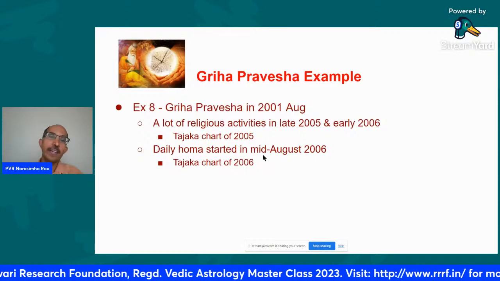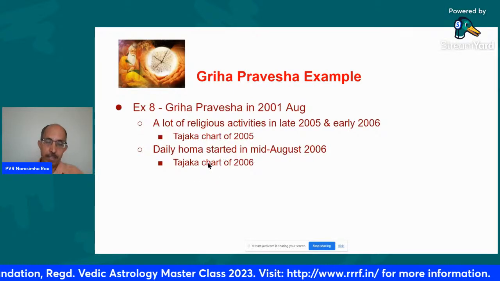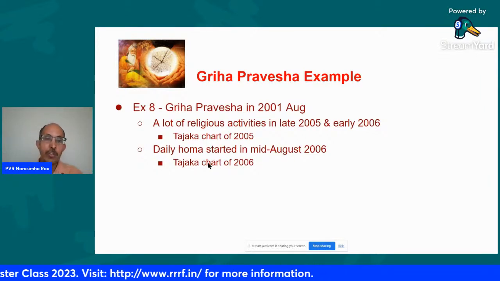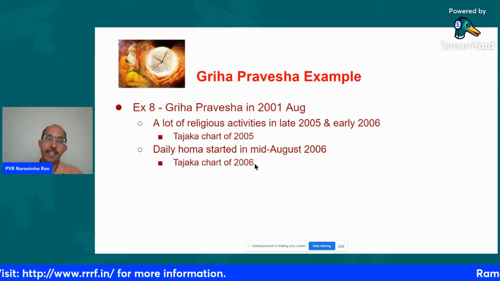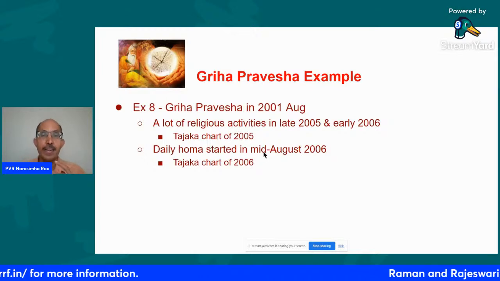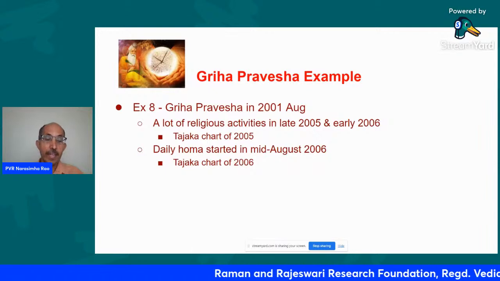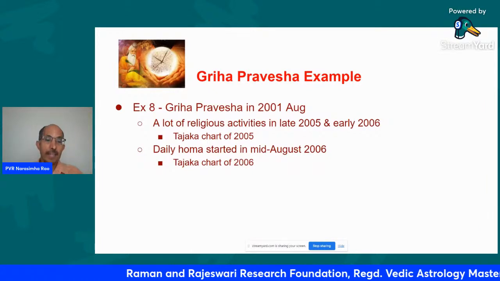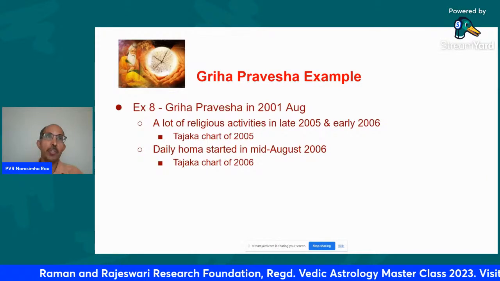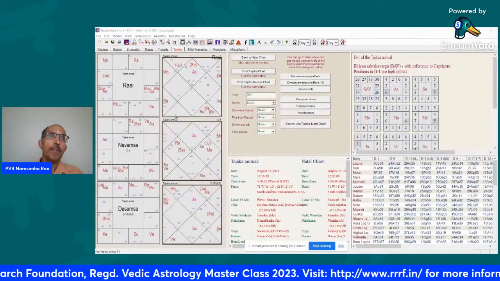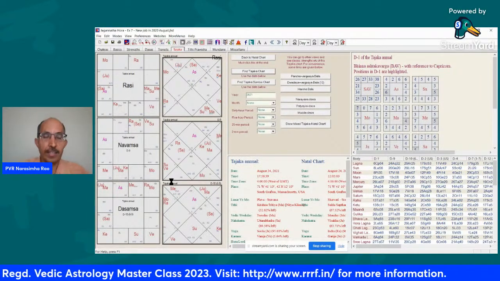So basically, since then, the owner of the house has been doing a daily homa in the house. So let's look at the 2006 Tajika chart as well as 2005, because this is the year when a lot of positive things happened relating to dharma in that house basically. So this is Gruha Pravesha example. Example 8, Gruha Pravesha in 2001 August.